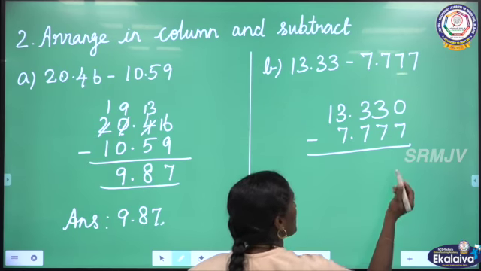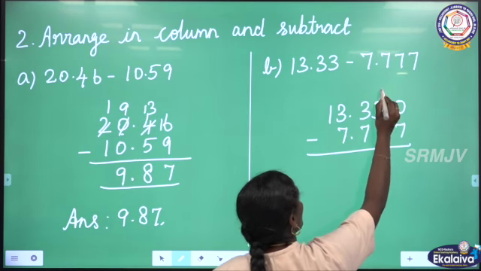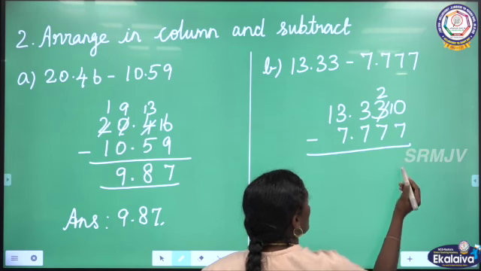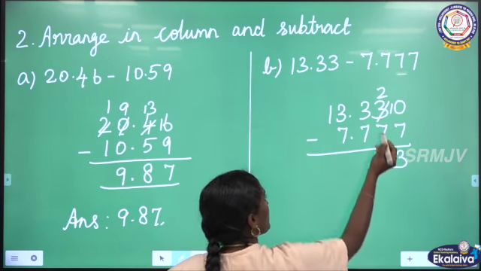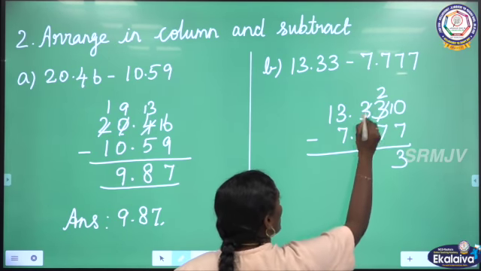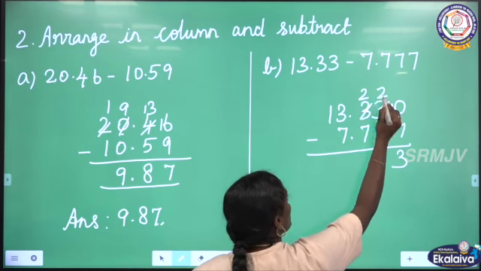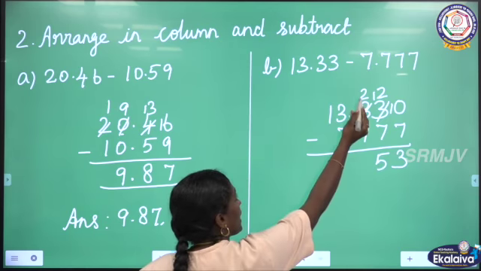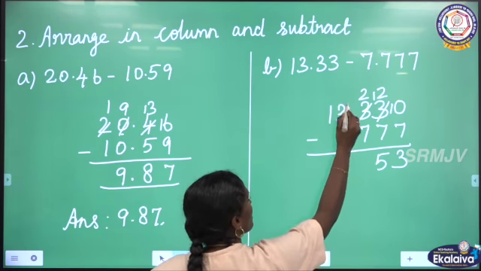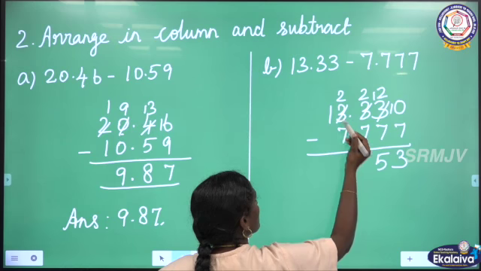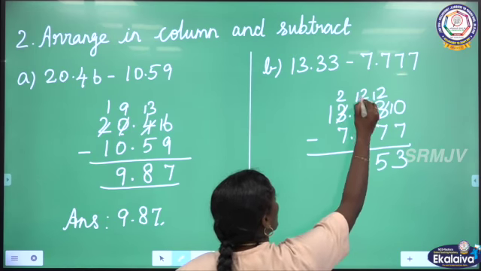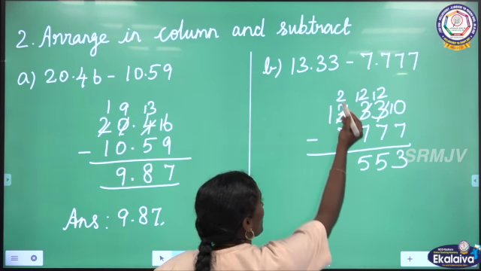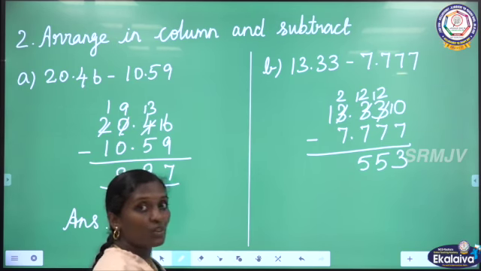Here 0 minus 7, we can't subtract 7 from 0. So, we have to borrow from 2, 3. 3 will become 2, 0 will become 10. 10 minus 7, 3. Here we can't subtract 7 from 2. So, again we have to borrow. 3 will become 2. This 2 will become 12. 12 minus 7, 5. Here again 2 minus 7 we can't do the subtraction. So, we have to borrow from the next number. Here 3 will become 2. This 2 will become 12. 12 minus 7, 5. Now we are going to subtract the numbers in whole number part.